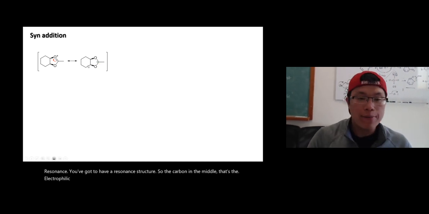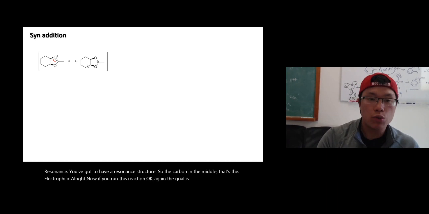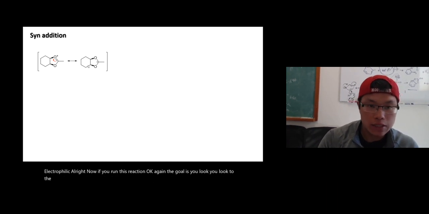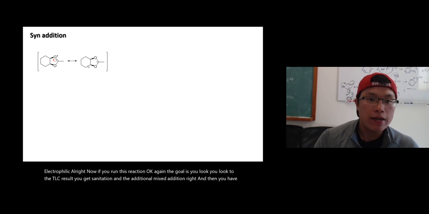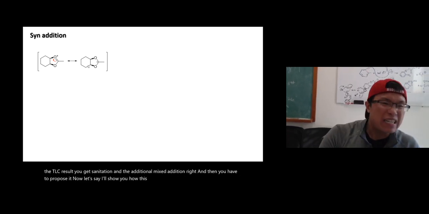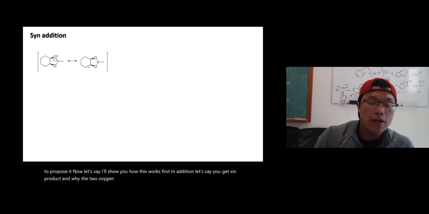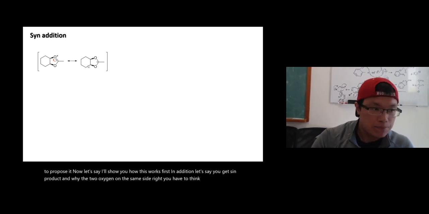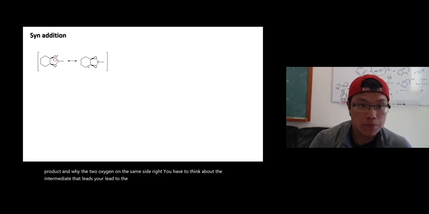All right. Now, if you run this reaction, okay, again, the goal is you look to the TLC result. You get syn-addition, anti-addition, or mixed addition, right? And then you have to propose it. Now, let's say I'll show you how this works. For syn-addition, let's say you get syn product, all right? The 2 oxygen on the same side, all right? You have to think about the intermediate that leads to the syn-addition product, okay?